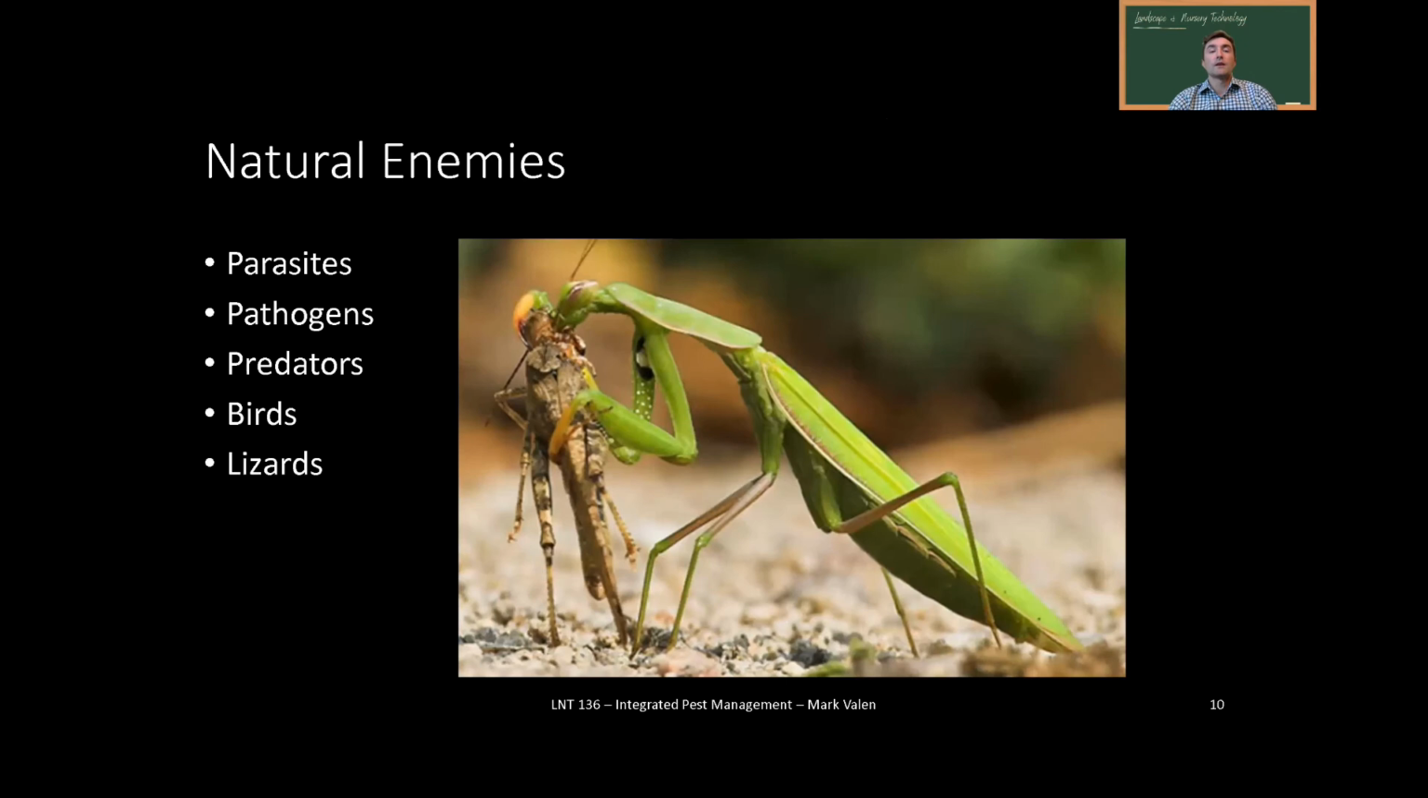Speaking of those natural enemies or the natural predators of plant pests, we generally have some various categories. We are thinking about parasites. Usually wasps are the primary parasite or parasitoid that is going to attack our plant-eating invertebrates. There are pathogens that exist in nature that will only go after the plant pests. There are predators, just like the praying mantis here that you can see is consuming a grasshopper. Birds and lizards are all generally beneficial in the garden when it comes to interactions with our plant pests. So we want to encourage these organisms through a variety of means.